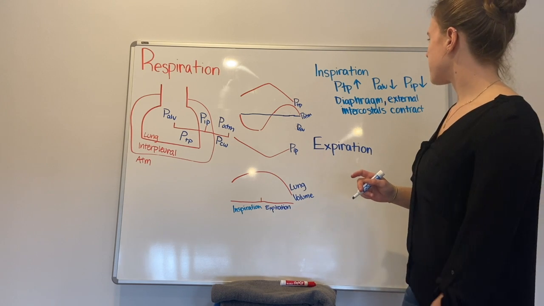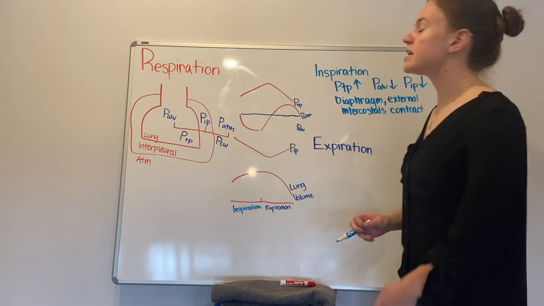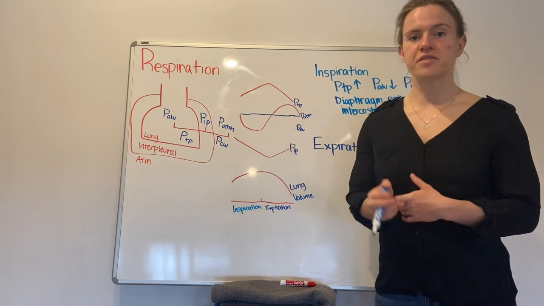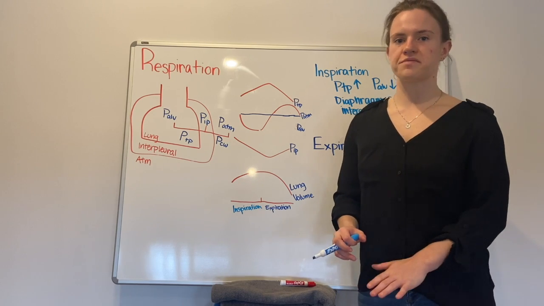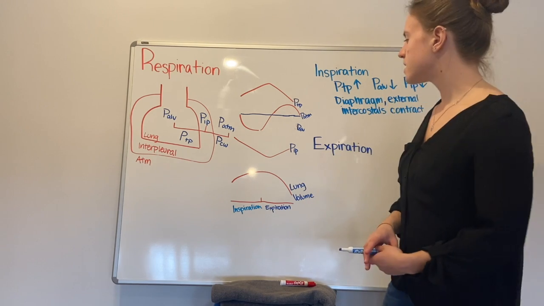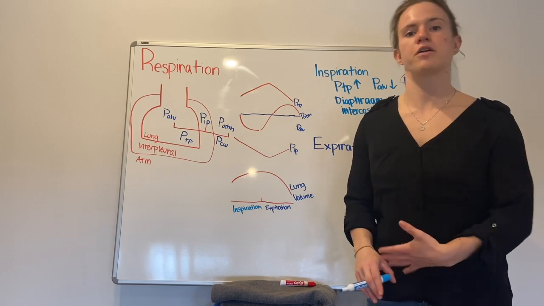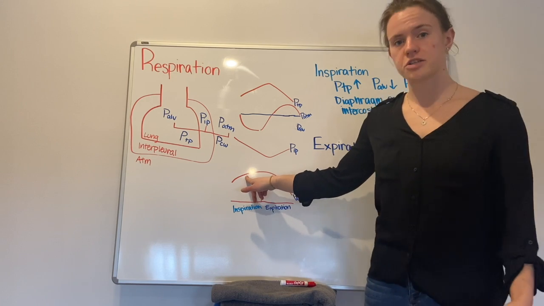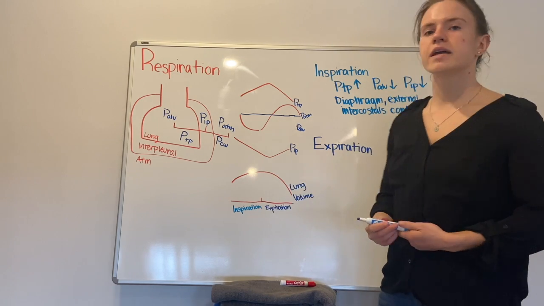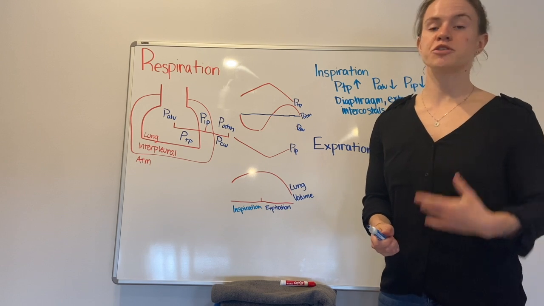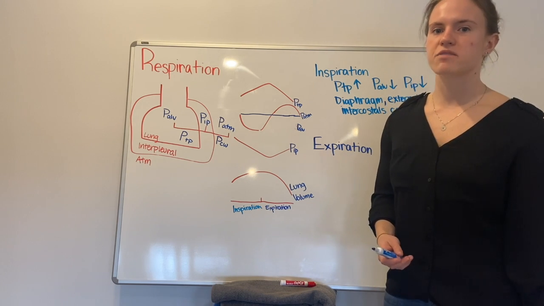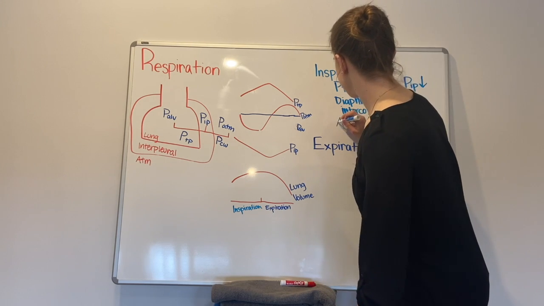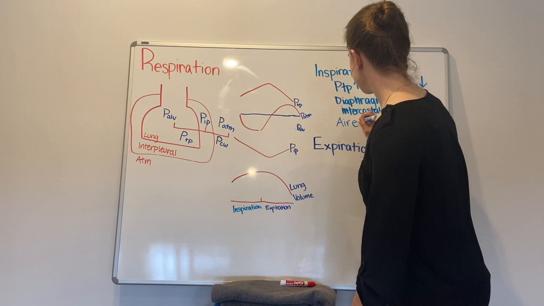So then just a brief recap of inspiration. We have an increase in our transpleural pressure. We get a decrease in alveolar pressure as it drops below atmospheric pressure. Air rushes into the lungs because it goes from areas of high pressure to areas of low pressure, which is why we get this increase in lung volume as air enters the lung. And we're going to get a relative decrease in interpleural pressure as it becomes more negative relative to atmospheric pressure. So air enters the lung.